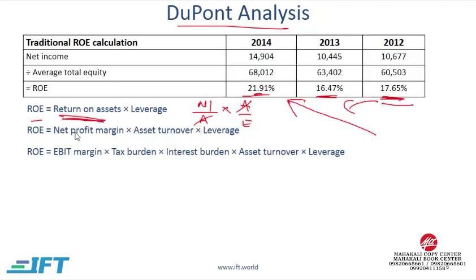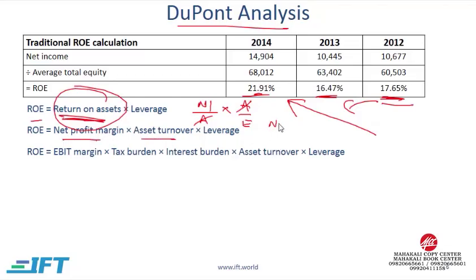This return on assets is a measure of how operationally efficient the firm is. How much money does it generate against its assets? So ideally you would want a high number over here. This is something we look at. Then return on assets can be further broken into net profit margin times asset turnover.